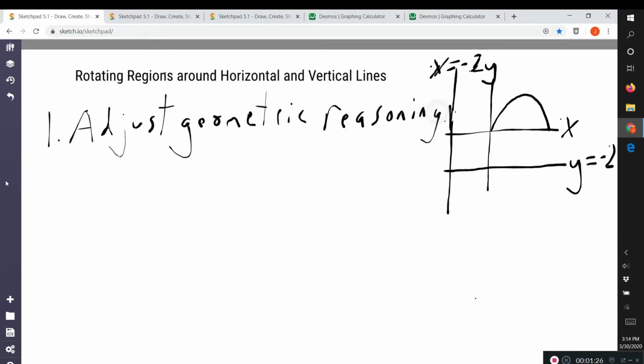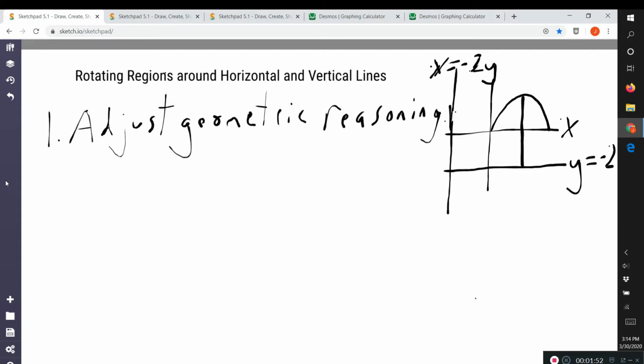So, when I say adjust our geometric reasoning, before, when we were rotating around our x-axis, we would think of this distance right here as our radius. And the equation of the curve would be the radius we would use. Now we're simply going to add 2 to that because our radius is 2 units further there.